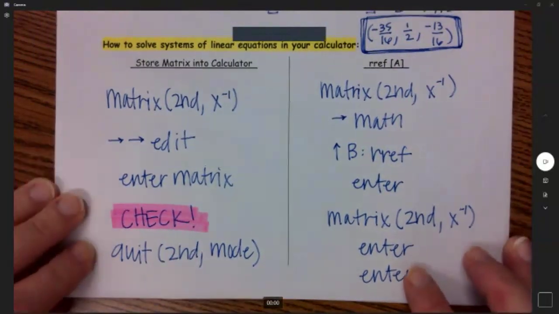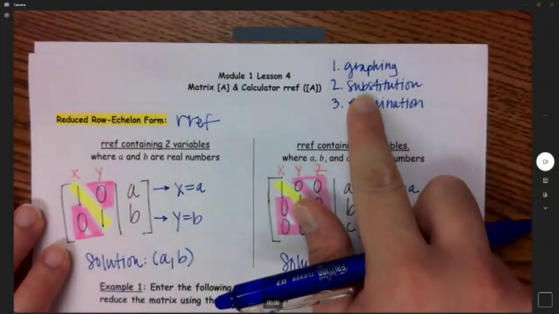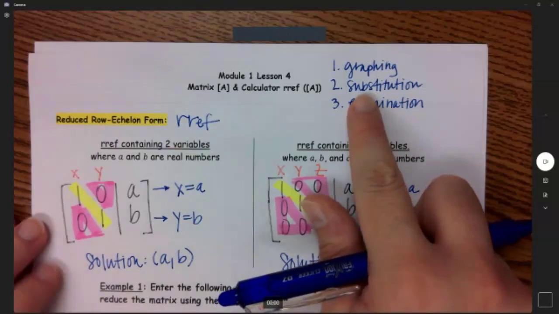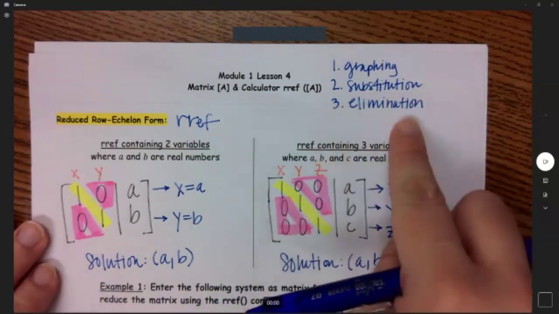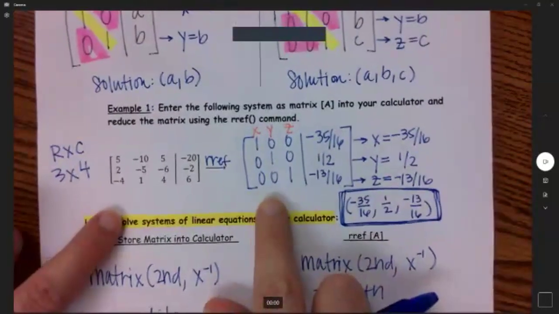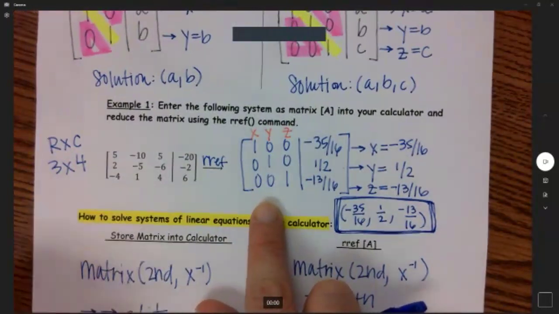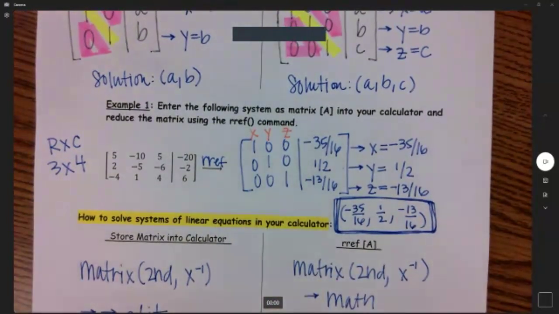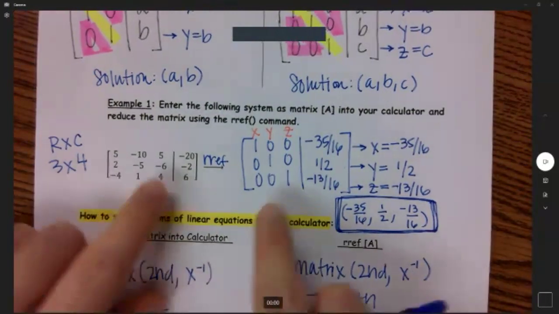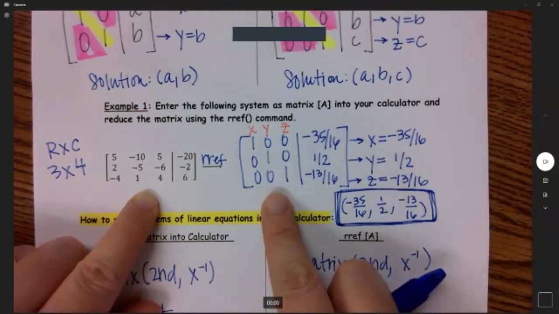I also want to stress that when your homework, your test, your quiz, your attendance quiz says use substitution, use elimination, or even use graphing for that matter, you can use this method right here to get your answer. However, if it says use substitution or use elimination or use graphing, you must use that method to get full credit. Can you use your rref command to check your answer?